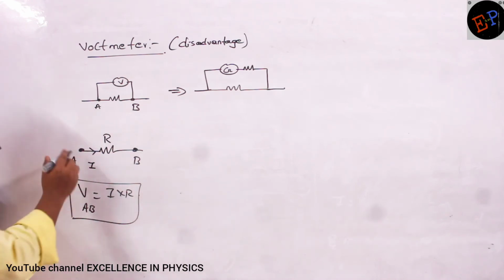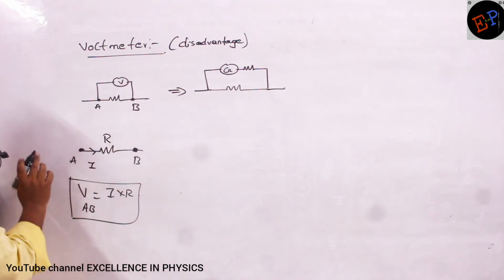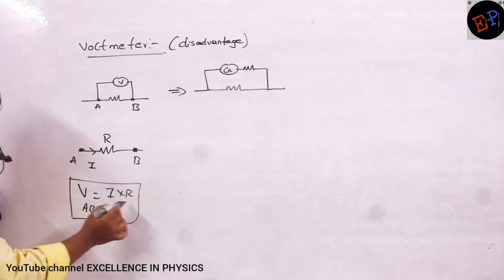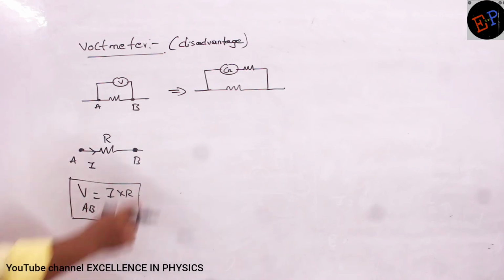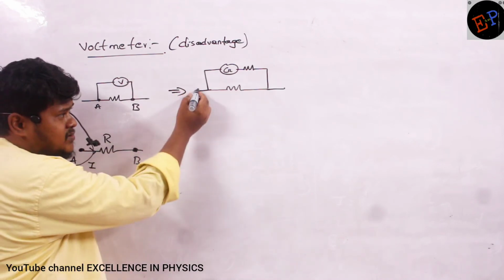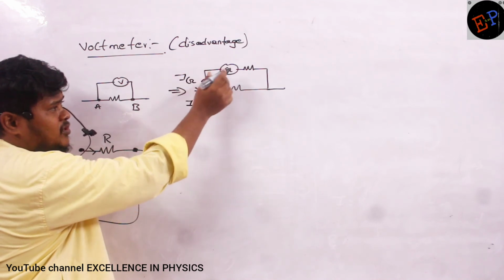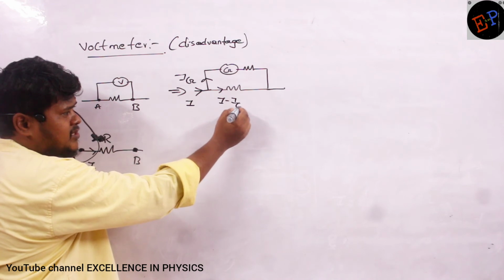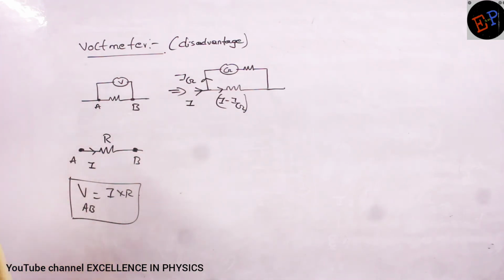So, in between points A and B, the current flowing is I, current in the circuit. Resistance between these 2 points is R. Therefore, what is the potential drop? I into R. This you know. But when I introduce this voltmeter, what happens? Out of this total current I, some current Ig enters into the voltmeter, and remaining current is I minus Ig. Only this much of current enters into the actual circuit.